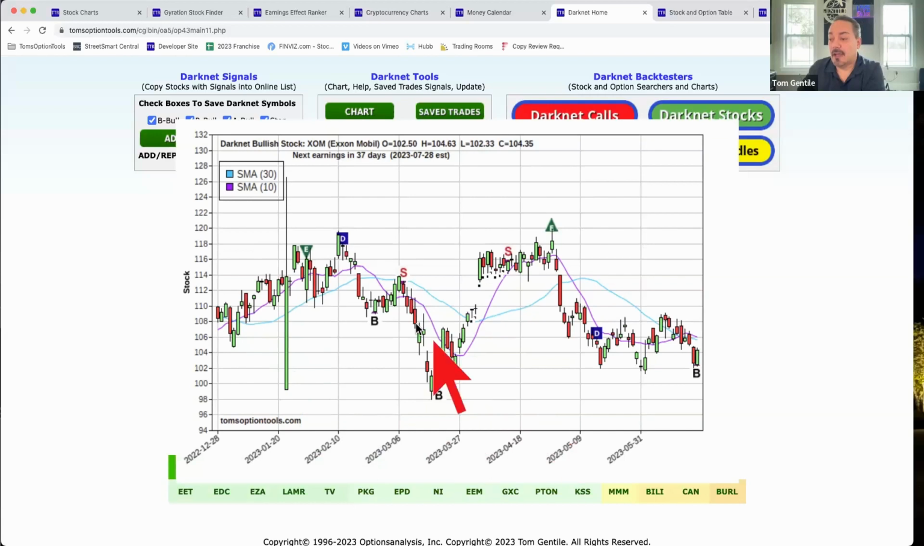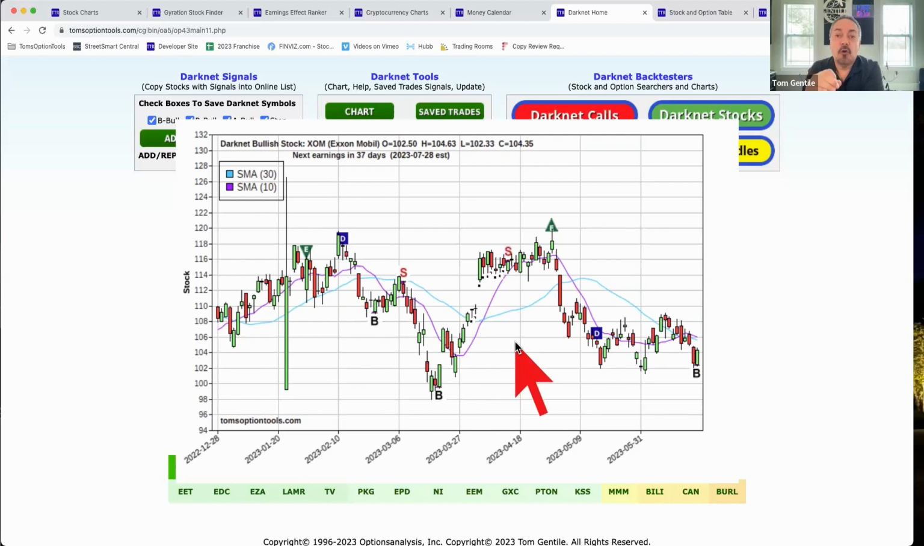And Exxon has had, if you notice here, here's a bullish signal. Here's a bearish for a couple of points. Here's a Darknet buy. That's down here below 100. Here's a Darknet sell up at 114. Here's a Darknet buy today that occurred, and that occurred around 103. So you can see it's already kind of off to the races.